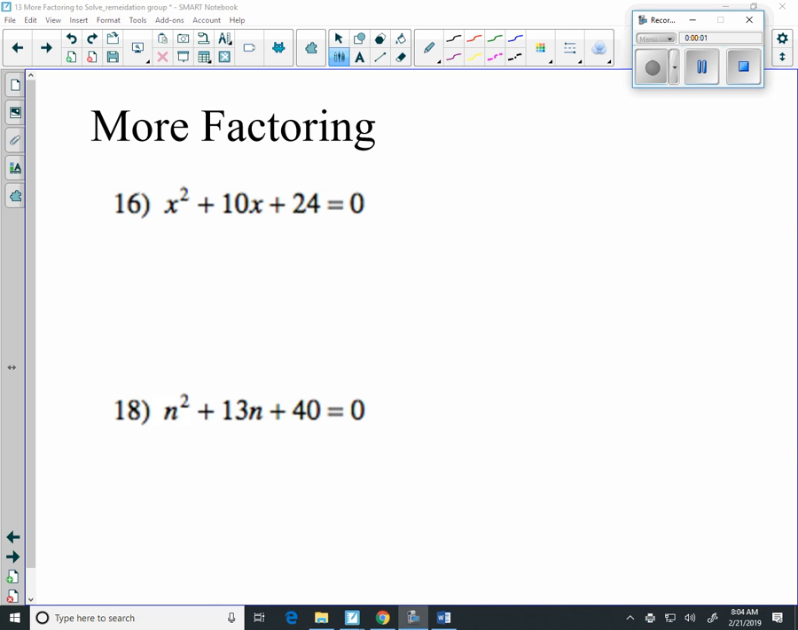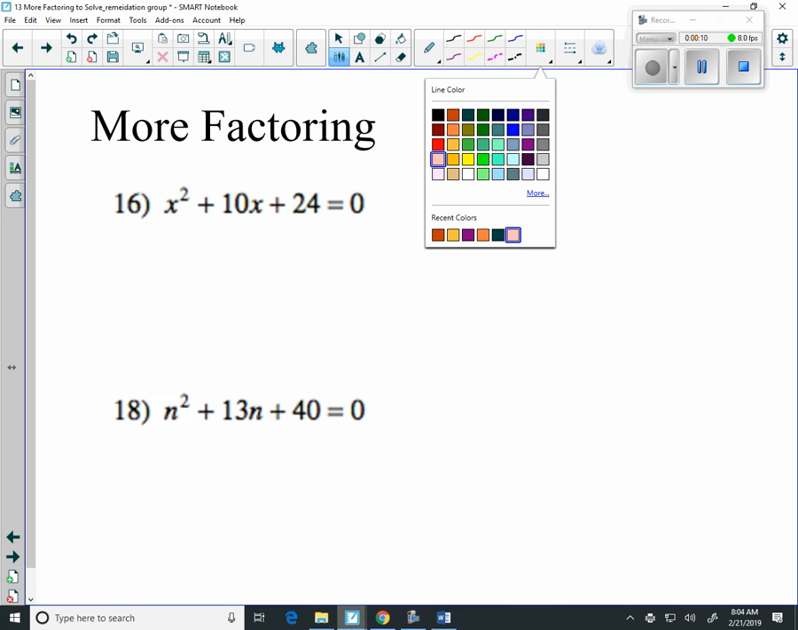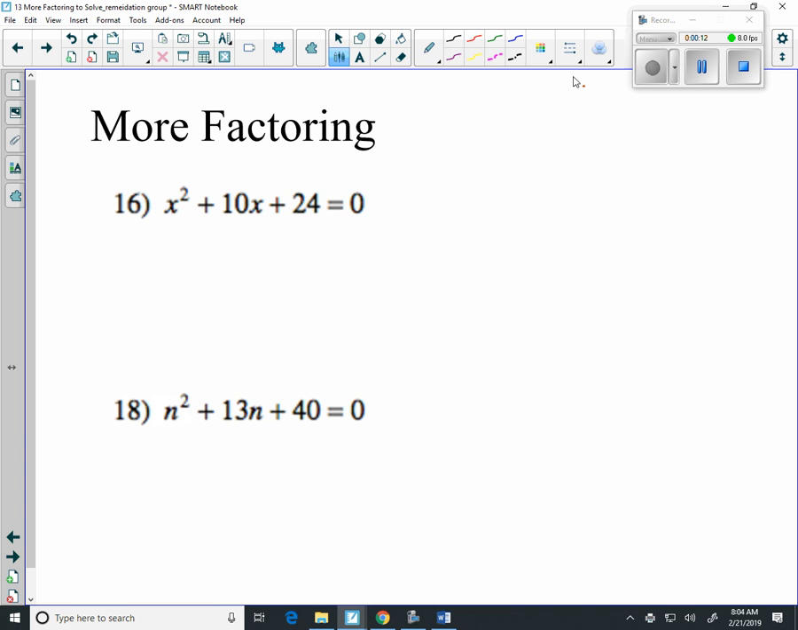Okay, here's a little extra factoring. This is from the pages that we got in class for the extra practice after test B. I just wanted to do a couple problems with no leading coefficient, a couple problems with leading coefficient, and a couple of our GCF and difference of squares. So here we don't have a leading coefficient on number 16.